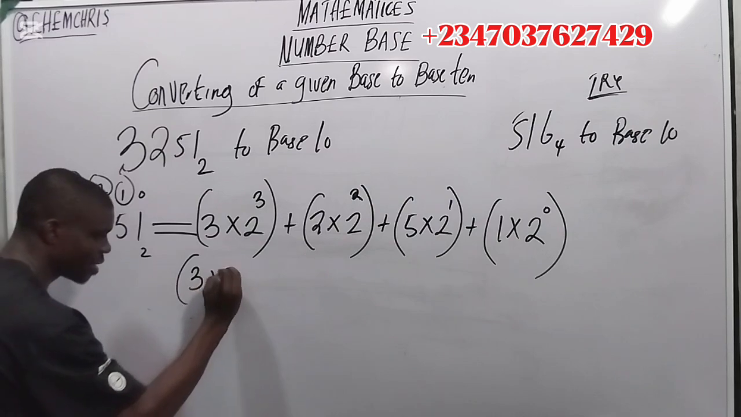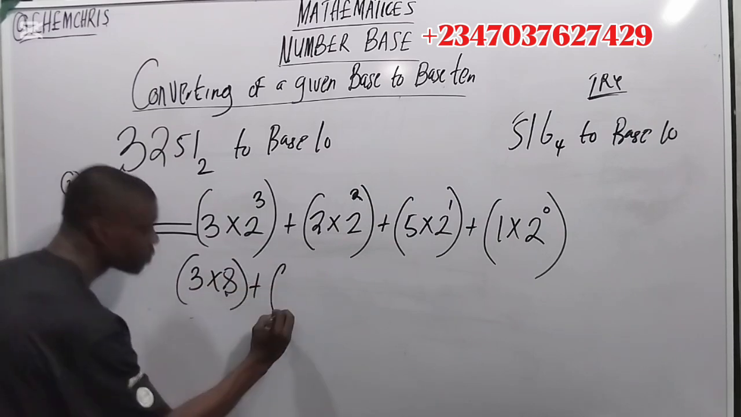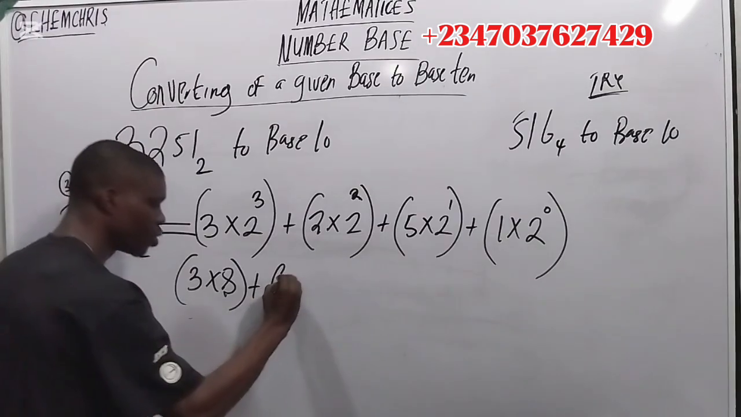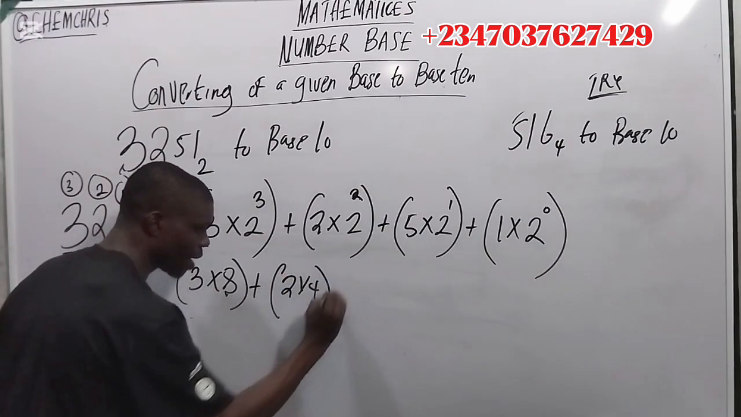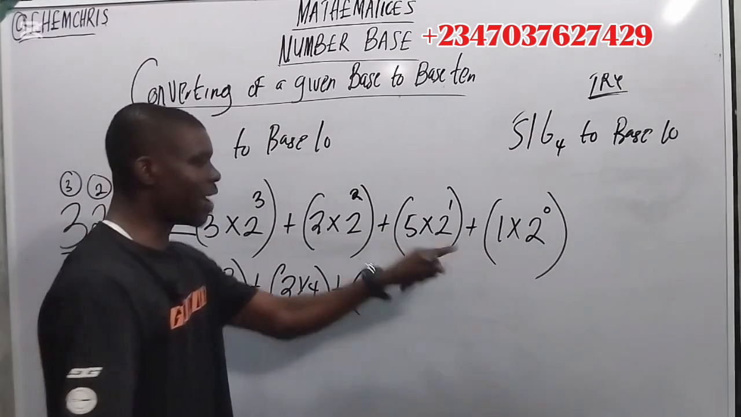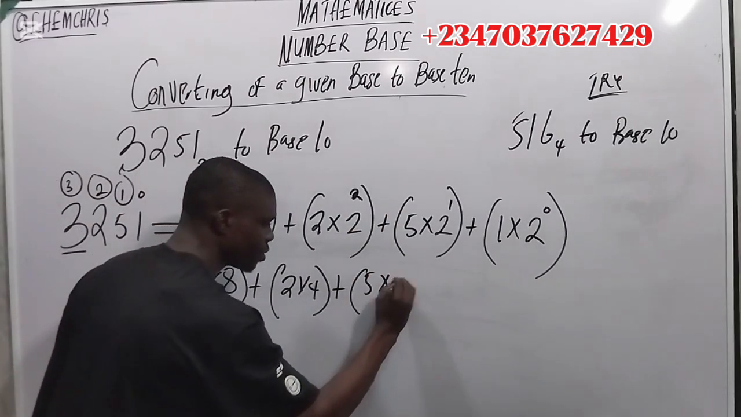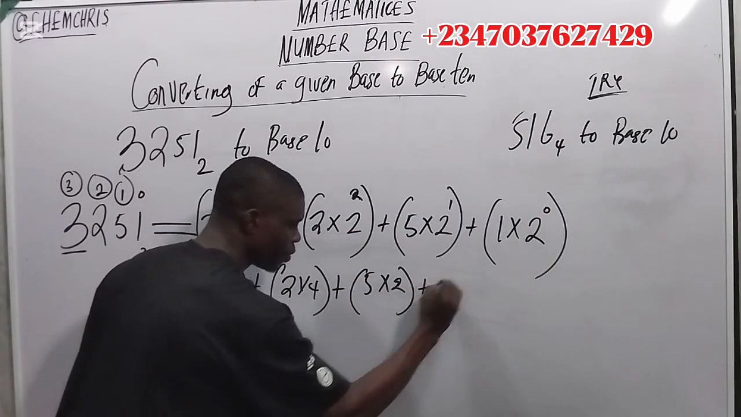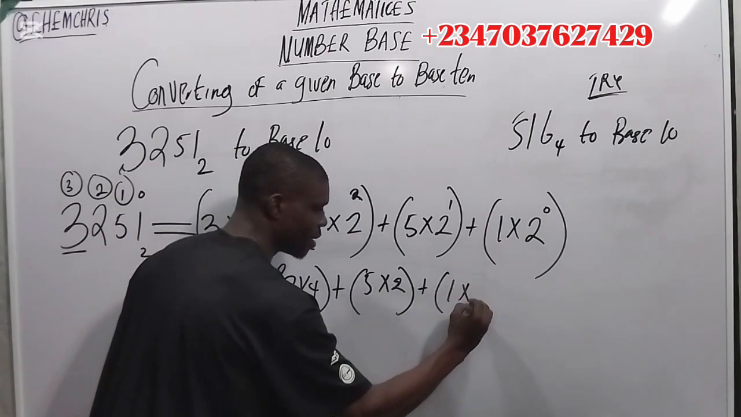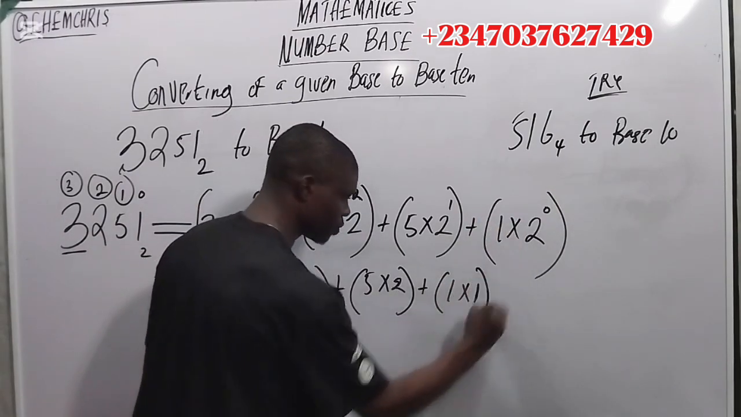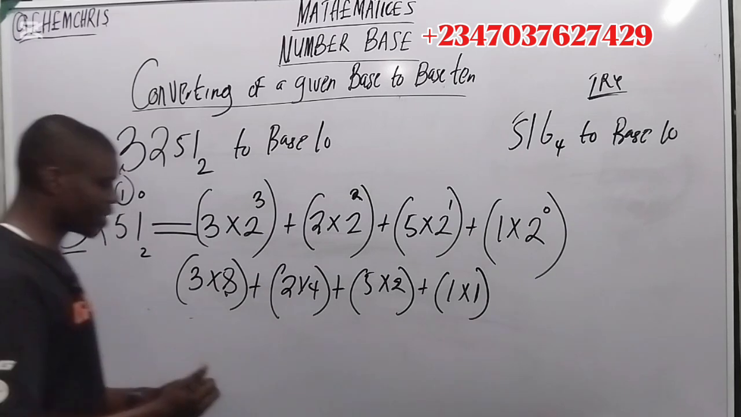So it's going to be 3 times 8, right? Plus 2 raised by 2 is 4, 2 times 2, 4. So 2 times 4, right? Plus 5, 2 raised by 1 is what? 2. 5 times 2, right? Plus 1 times 1. Remember, anything raised by 0 is what? Is 1. Okay.